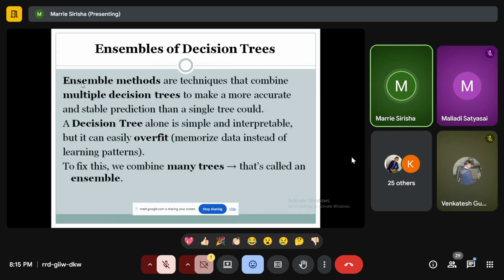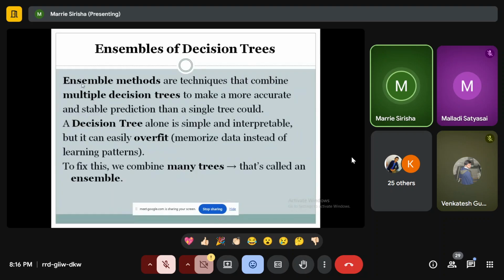You need to know the term, what is ensemble. Ensemble methods are techniques that combine multiple decision trees to make a more accurate and stable prediction than a single tree could. So ensemble is nothing but we are combining multiple models, multiple trees. Ensembling means combining methods.